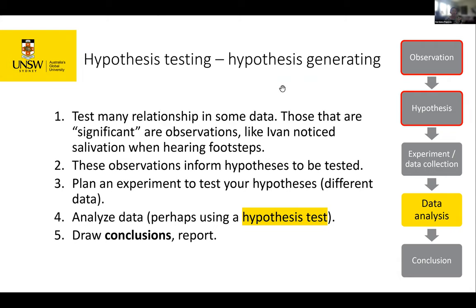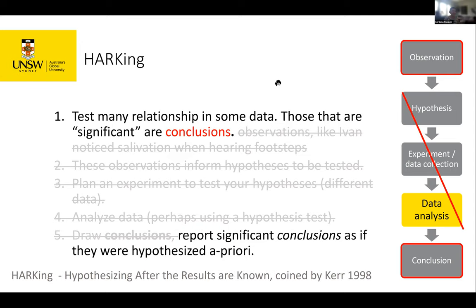Okay, so that's really good. However, it has led to some confusion about how hypothesis testing works and what it can and can't do. One of the most common confusions is this idea of HARKing. So instead of using this hypothesis generating idea, you test many relationships in the data, and then you just say, well, the ones that are significant are my conclusions, publish, and we're done.